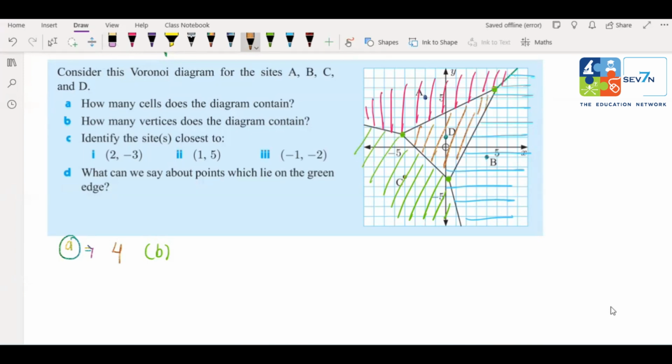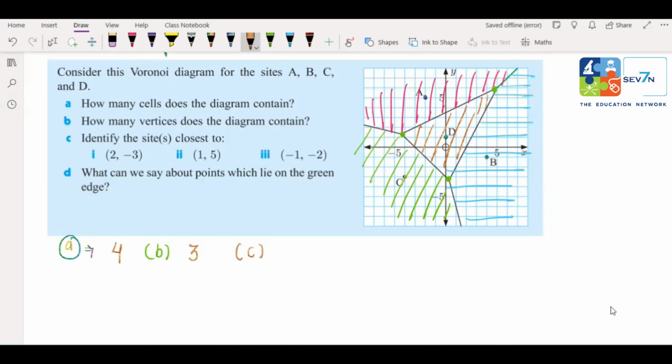Because of the definition: each site is surrounded by a region or a cell which contains the point. So this region also contains the point D, no? Now, how many vertices are there? There are 3 vertices, right?